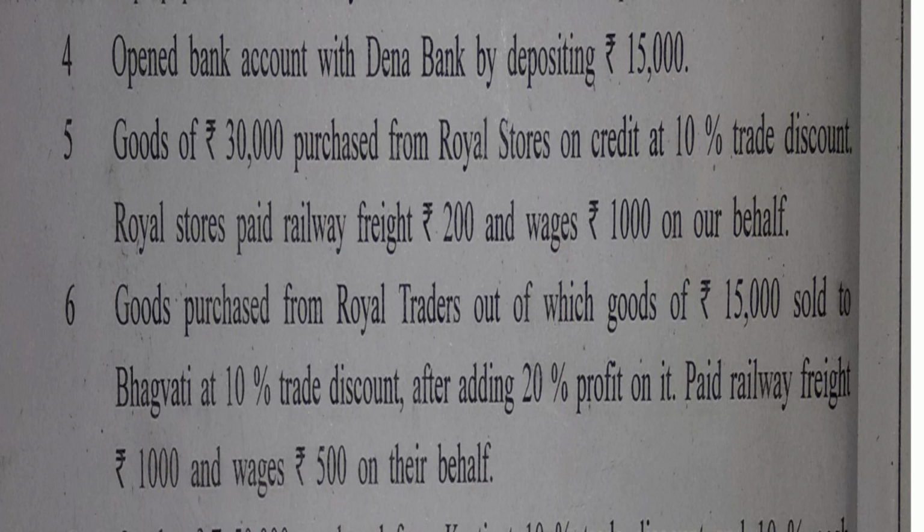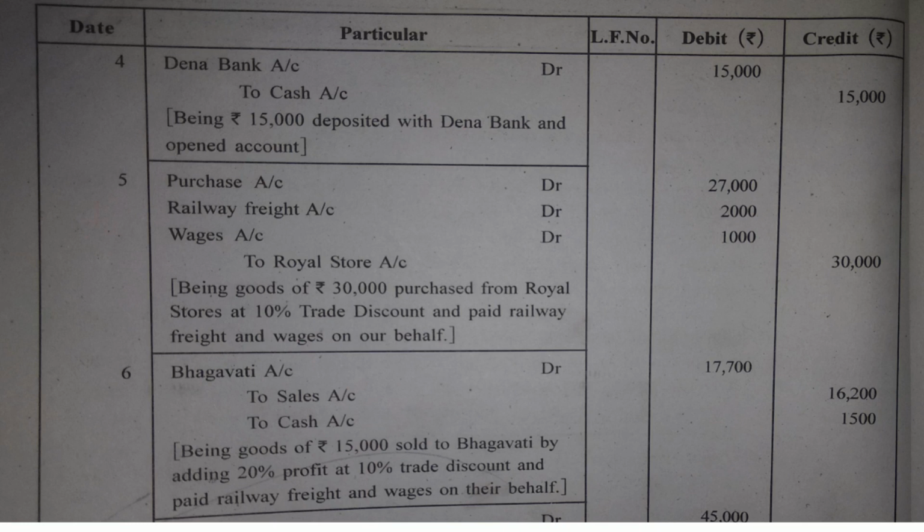And then Royal Stores paid railway freight and wages on our behalf. They paid on our behalf. That simply means that we are supposed to pay this amount to Royal Stores. So Royal Stores is my creditor by 27,000 firstly, and also I'm supposed to give 1,200. Let us see the journal entry for this.